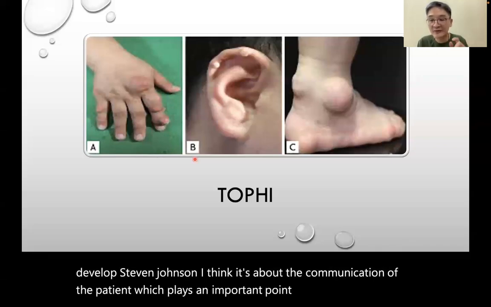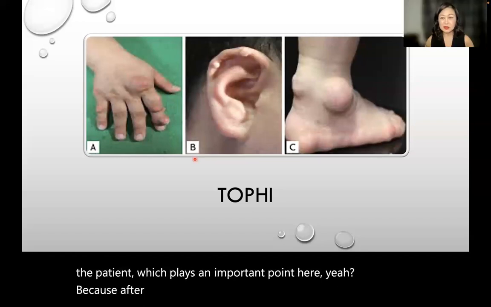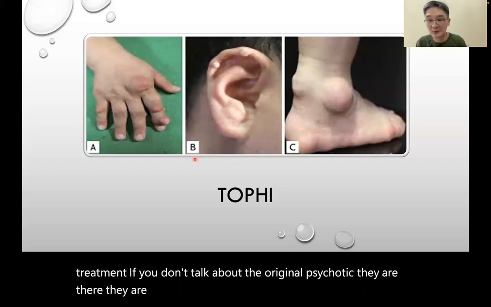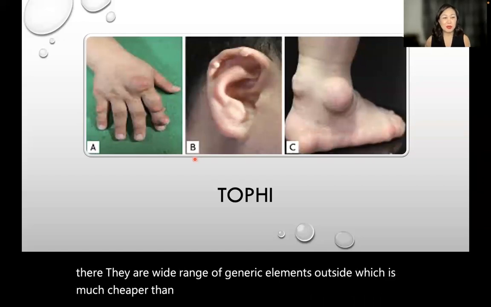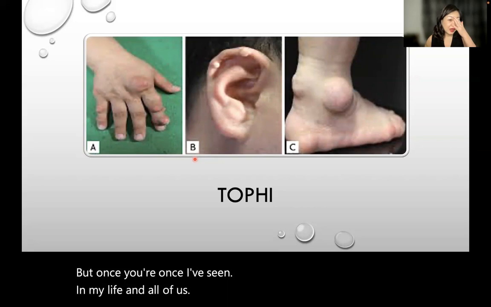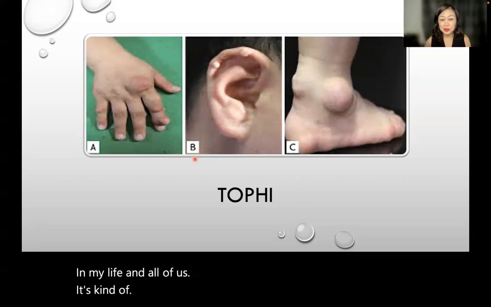Yeah, because after all, allopurinol is still the most cost-effective treatment. If you don't talk about the original Zyloric, there are a wide range of generic allopurinol outside, which is much cheaper. Of course. But I've seen about maybe 3 Stevens-Johnson in my life, and all were caused by allopurinol, and once you see a Stevens-Johnson, you will never forget it in your career.